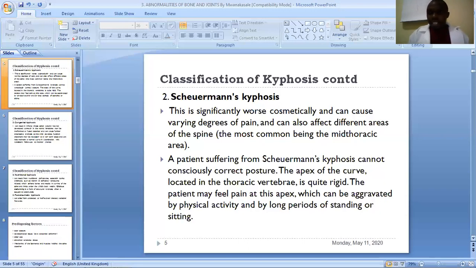And then someone might develop kyphosis. So that is Scheuermann's kyphosis. It was named after a German surgeon by the name of Holger Scheuermann.